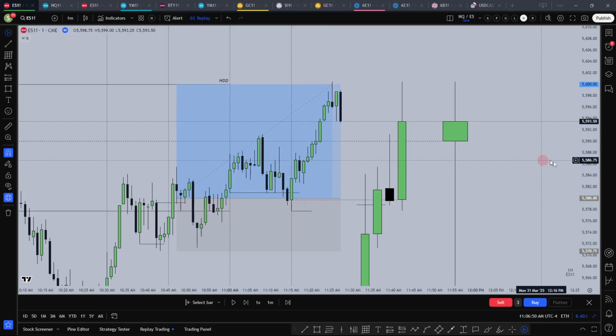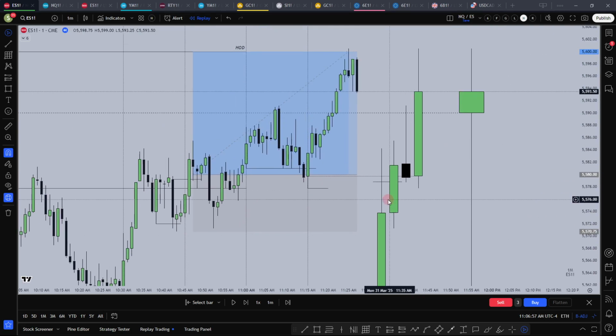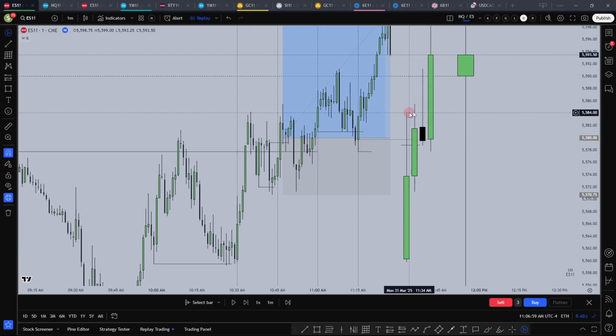Yes. And was it hit there? Nope. This low stayed protected. Nice. So this would have been my long for the day.